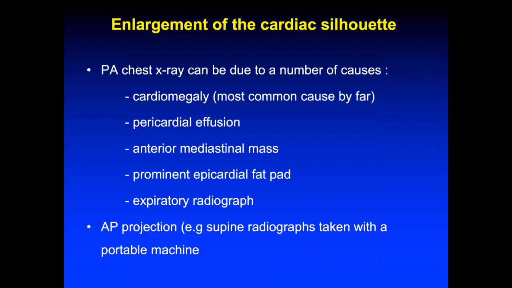On a PA view, a number of causes can be there for enlargement of the cardiac silhouette. Cardiomegaly is the most common cause. Then there can be pericardial effusion. There can be an anterior mediastinal mass. There can be pericardial fat, and there can be an expiratory radiograph. So if you have excluded an expiratory radiograph, there are 4 causes of an enlarged cardiac silhouette. On AP view, obviously it is always an enlarged cardiac silhouette.